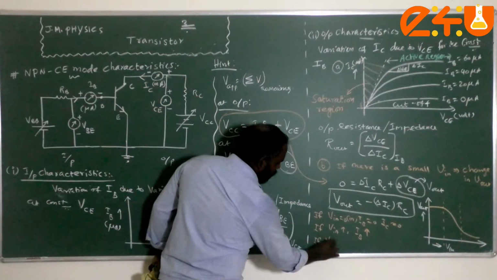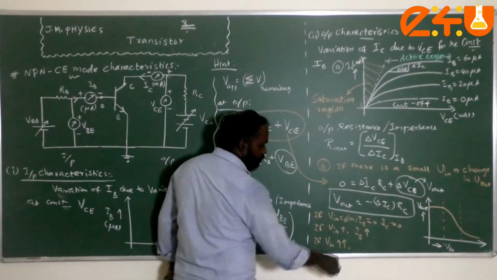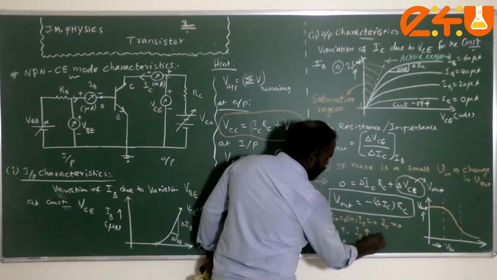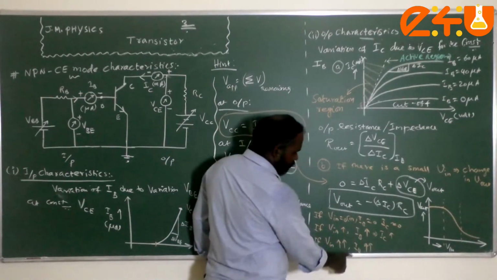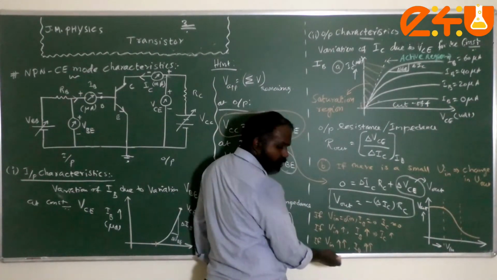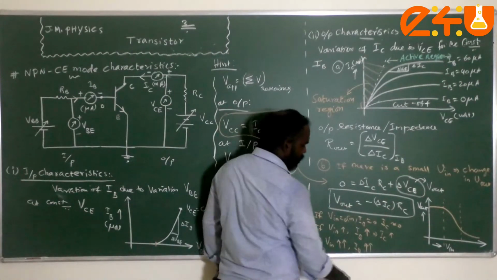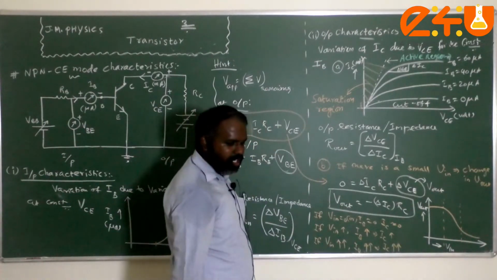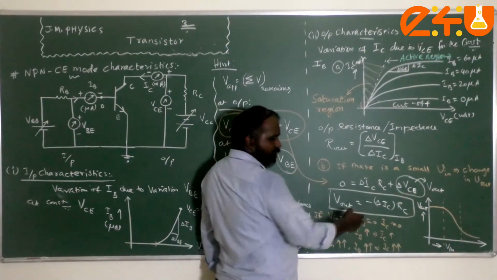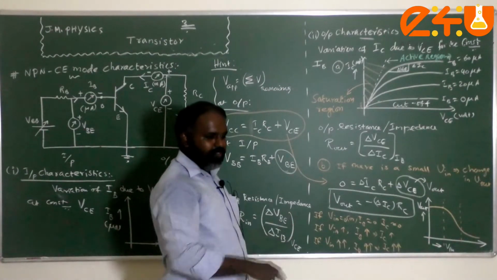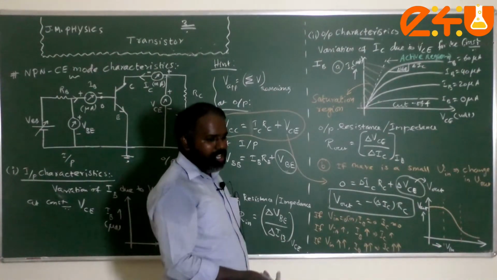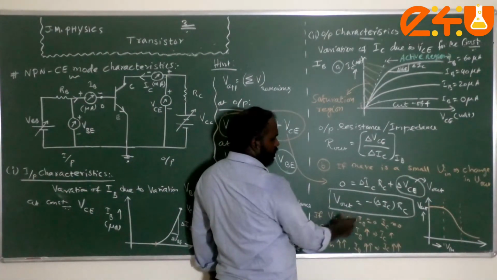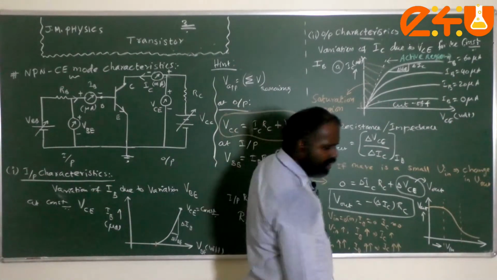So if V in becomes the maximum value, the corresponding IB also increases to maximum, and the corresponding IC also increases much. We know for negative numbers, minus 5 is lesser when compared to minus 1. Similarly, when IC increases much with the negative sign, we can say that the value of output voltage decreases.